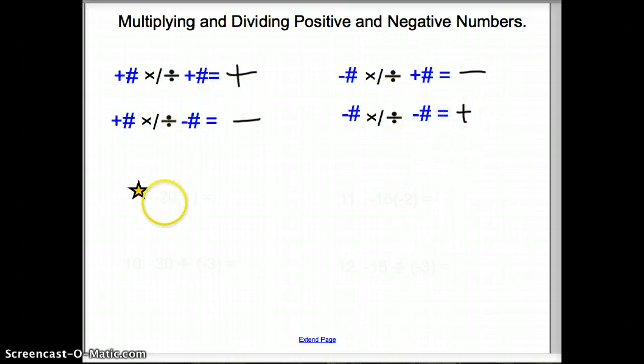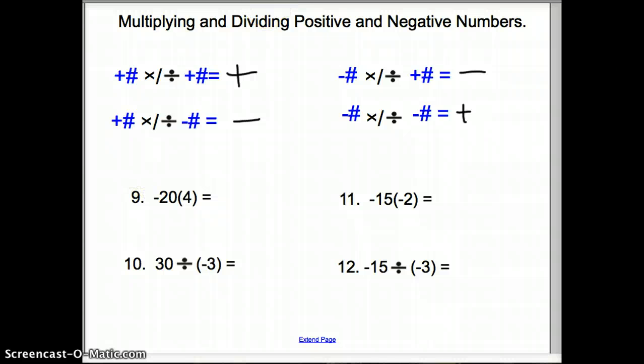Let's take a peek at some examples. So number 9, we have negative 20 times 4. We have a negative times a positive, so I know it's going to be negative. And then 4 times 2 is 8. 4 times 0 is 0, so it's negative 80. Jumping over to number 11.